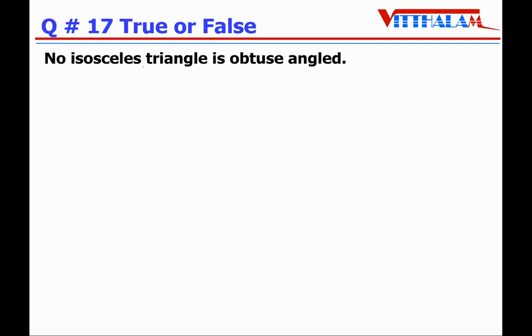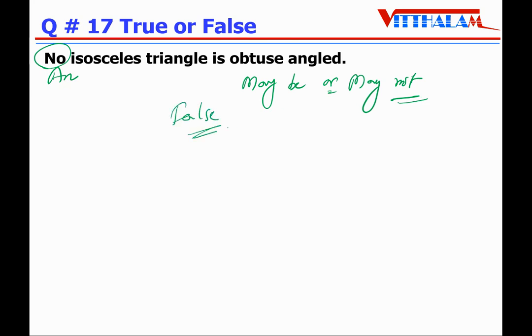No isosceles triangle is obtuse angled. So an isosceles triangle may be acute angle, obtuse angle, or right angle. So an isosceles triangle may be obtuse, may not be. It may be acute also, it may be right angle also. Therefore, the given statement is false.